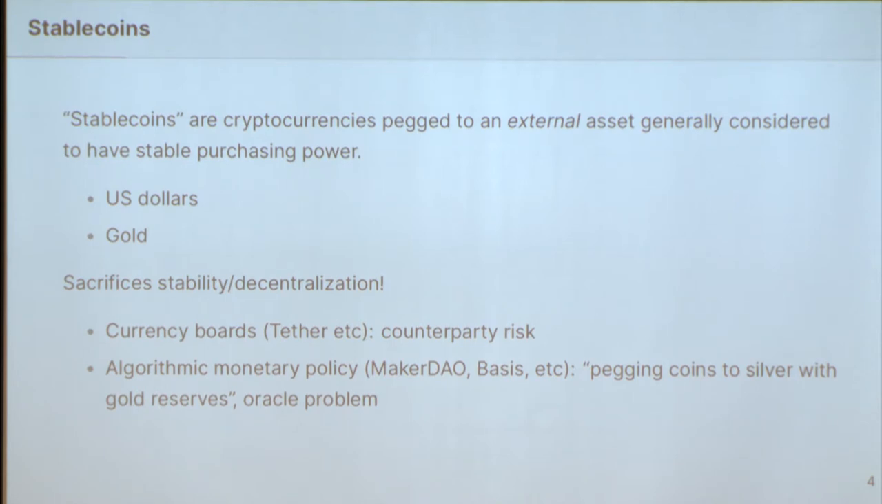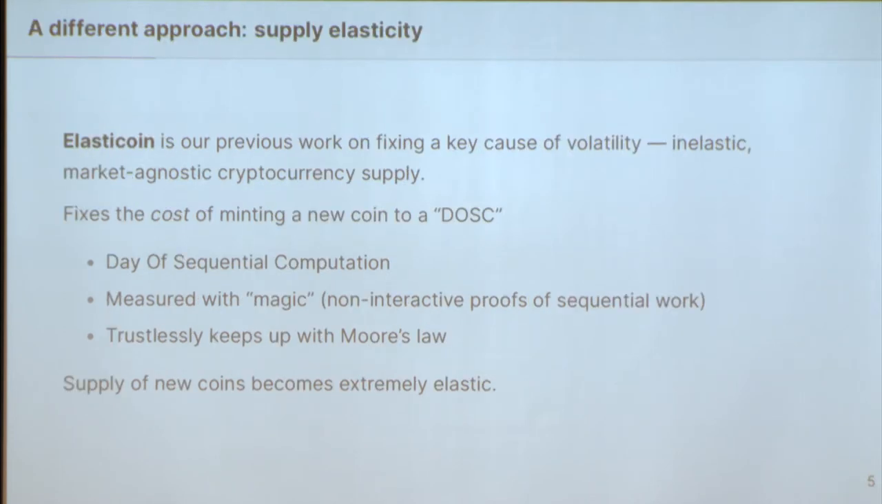Even if you solve it, there's the whole oracle problem. You have to have a mechanism to actually tell the system what the value of a dollar is, what the value of your currency is. And this is really hard to decentralize. And usually we just use a trusted oracle.